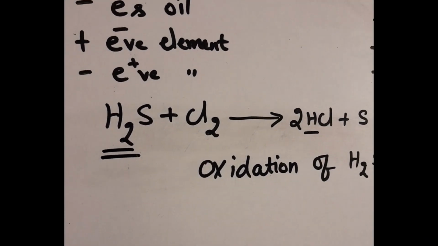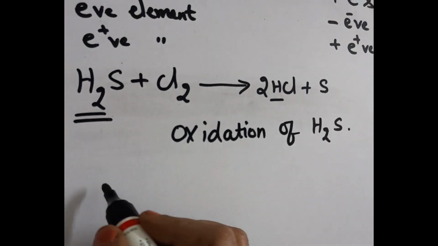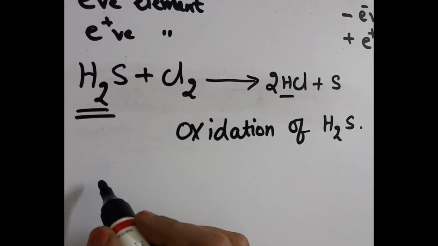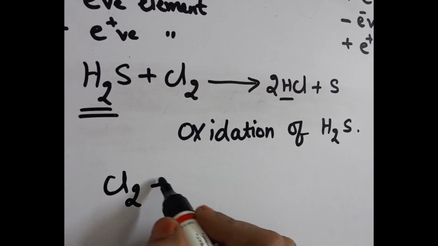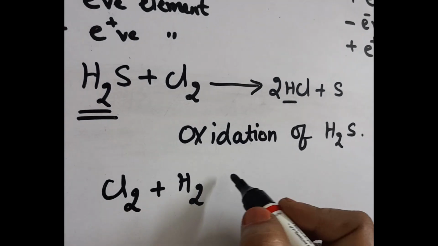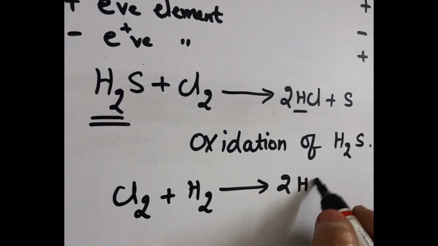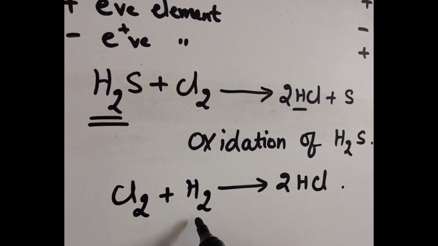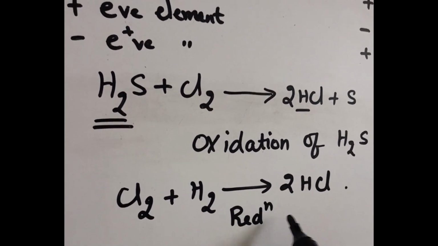This is an example. The second case we'd like to see is about reduction. So we said reduction is addition of hydrogen. A simple example I am giving you: chlorine reacting with hydrogen to give 2HCl. So you can see hydrogen is being added here and hence it is reduction.